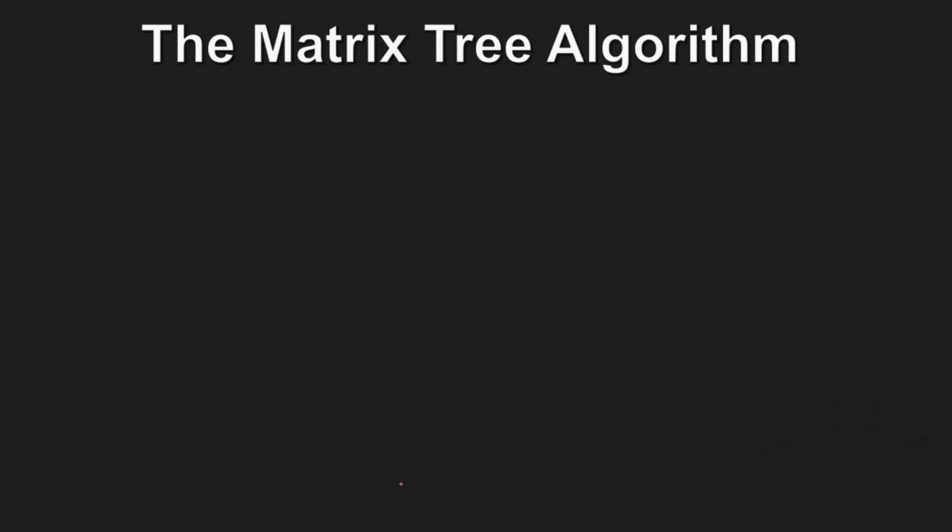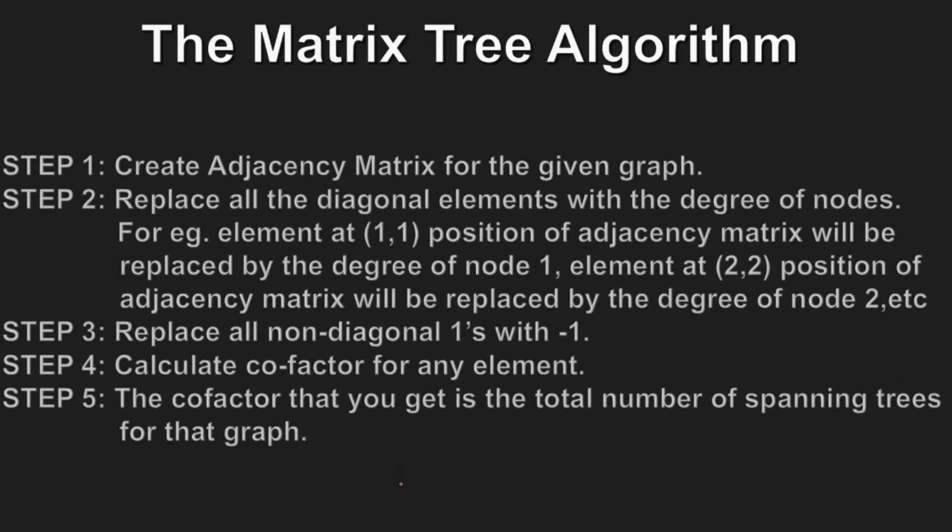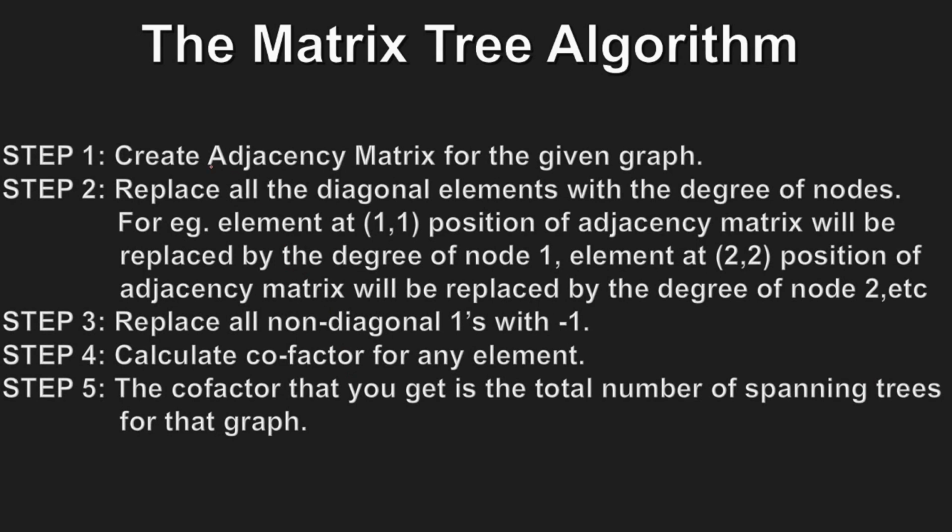Now coming to the matrix tree algorithm for any graph. The first step is to find the adjacency matrix of the given graph. Now we need to replace all the diagonal elements of the adjacency matrix with the degrees of the nodes. For example, the element at the 1,1 position will be the degree of node 1 and the element at the 2,2 position will be the degree of node 2 and so on. Next, we need to replace all the non-diagonal ones with -1.